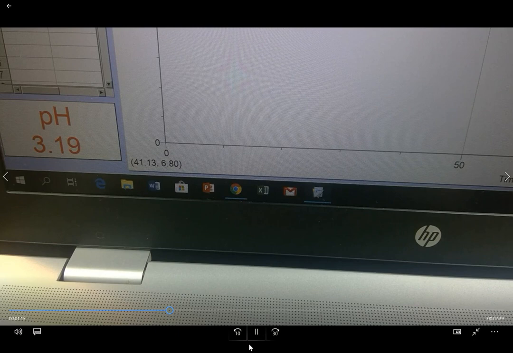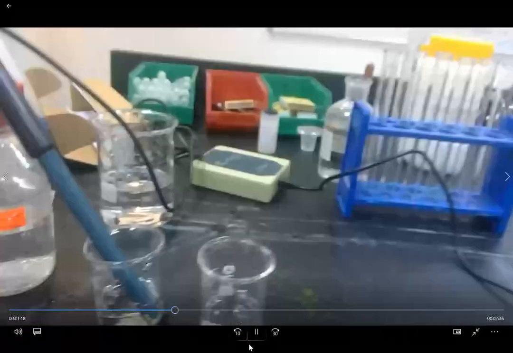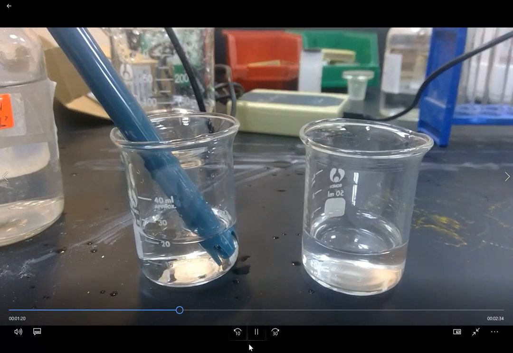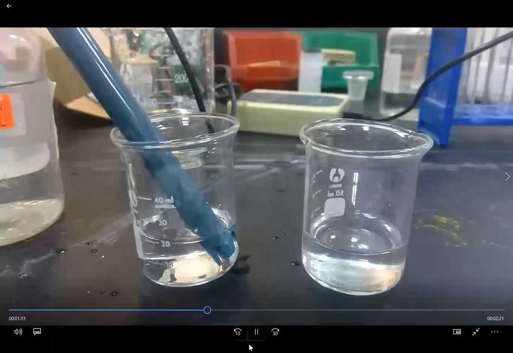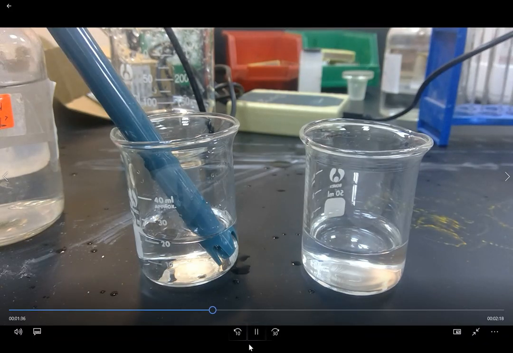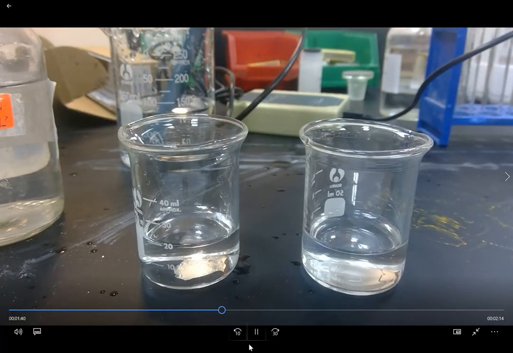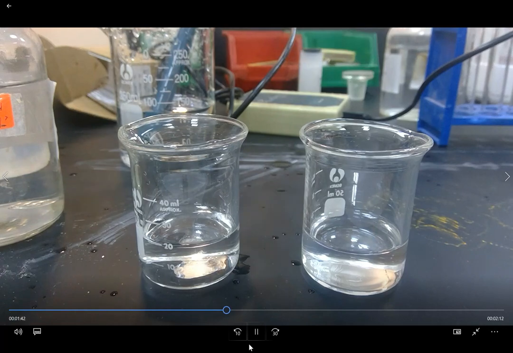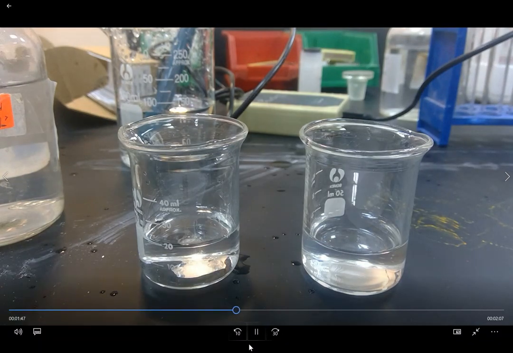This is because pH is a measure of the number of hydrogen ions in the solution. Hydrochloric acid, as a strong acid, is going to have more hydrogen ions than ethanoic acid, which is a weak acid. So that's the first thing I've done: I've tested the pH of those solutions using a pH meter. If I didn't have access to a pH meter, then I could use universal indicator solution.